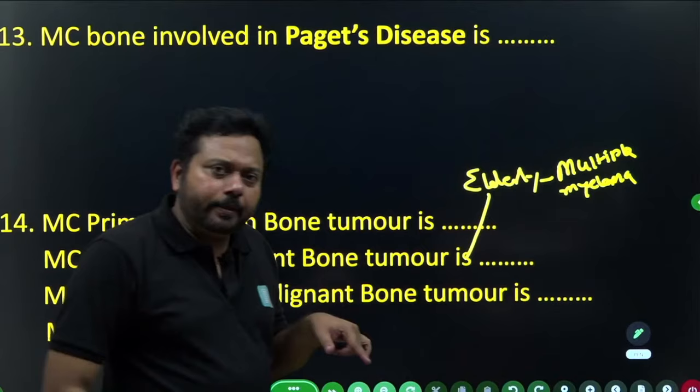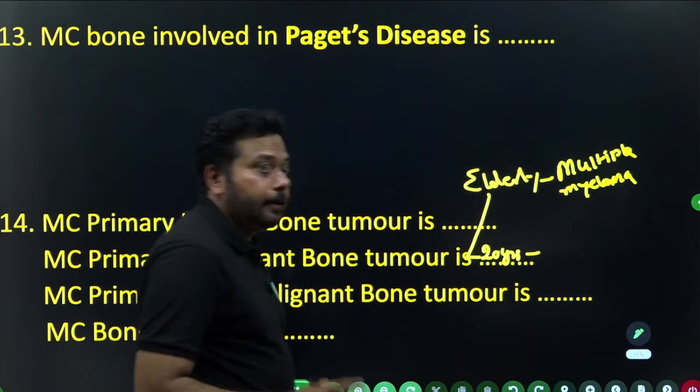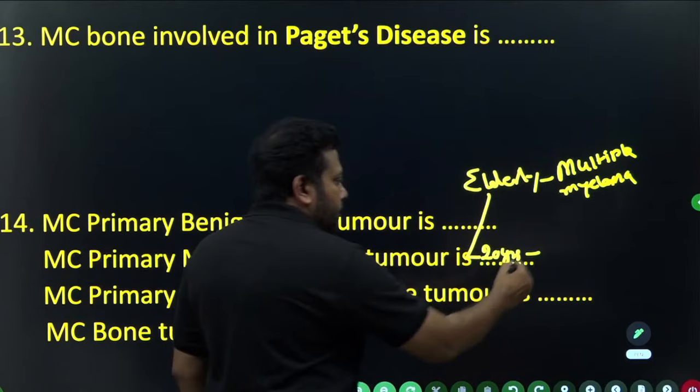The same question, but for young individuals, especially if they give an age group like 20 years, second decade, something like that. Then they are not asking for multiple myeloma, dear friends. The answer is osteogenic sarcoma.